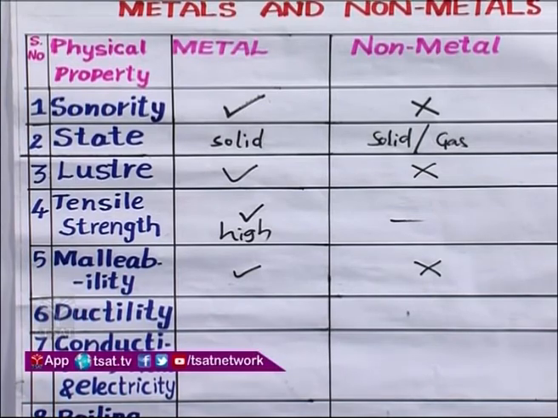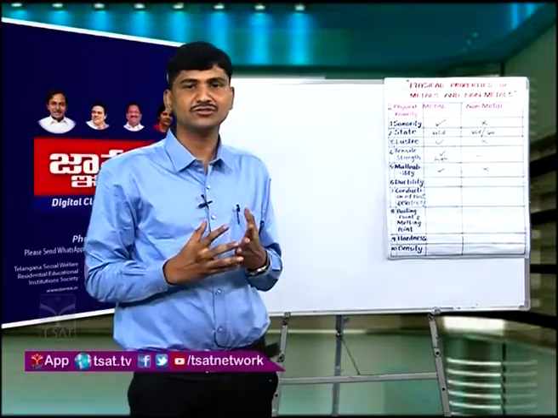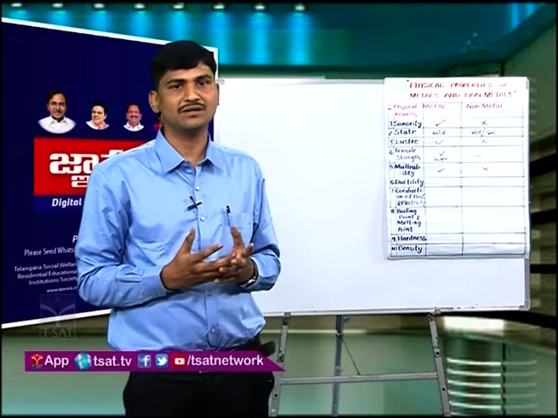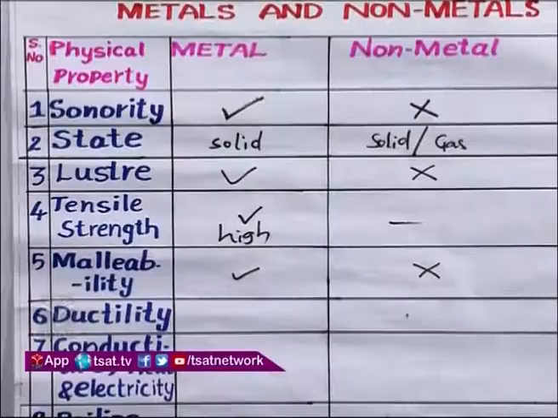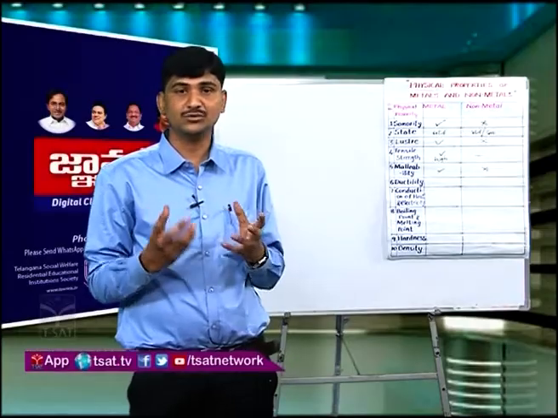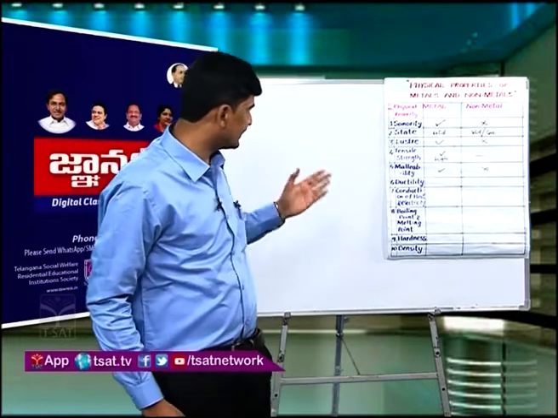So what are the uses of this malleability? What are the uses of sonority? Sonority has uses in bells, which are used in homes as well as in temples, and in schools also. And what is the use of tensile strength? For bridges, already we discussed. So what is the use of malleability? It's used in packing food materials. For this we use aluminum food packing materials, right? So like this. Next one is ductility.